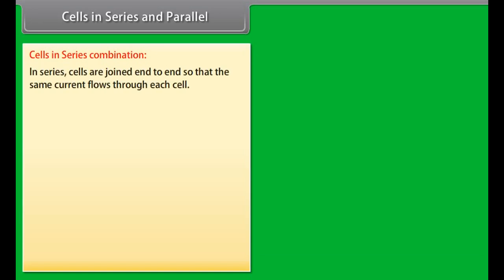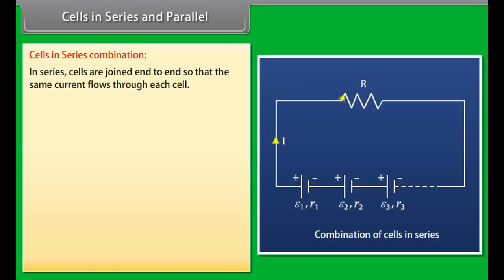Cells in series and parallel. Cells in series combination. In series, cells are joined end to end so that the same current flows through each cell. In ordinary series connection, the positive terminal of one cell is connected to the negative terminal of the second, the positive terminal of the second to the negative terminal of the third, and so on.